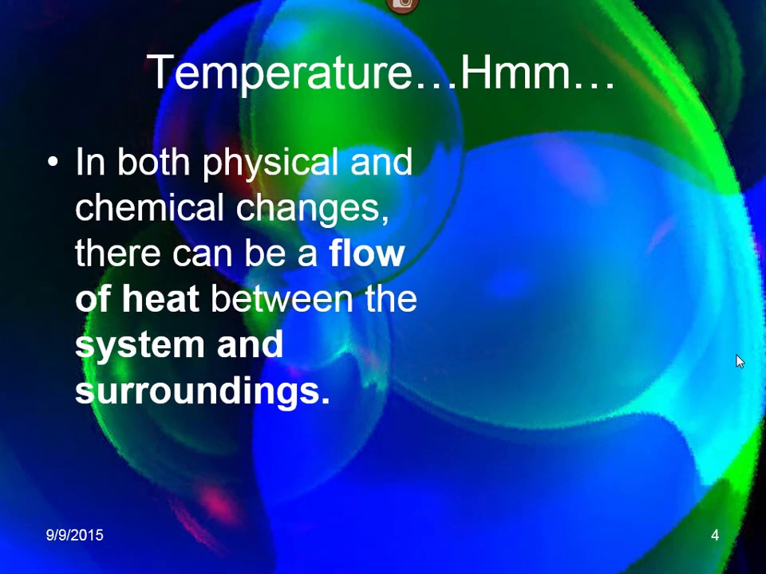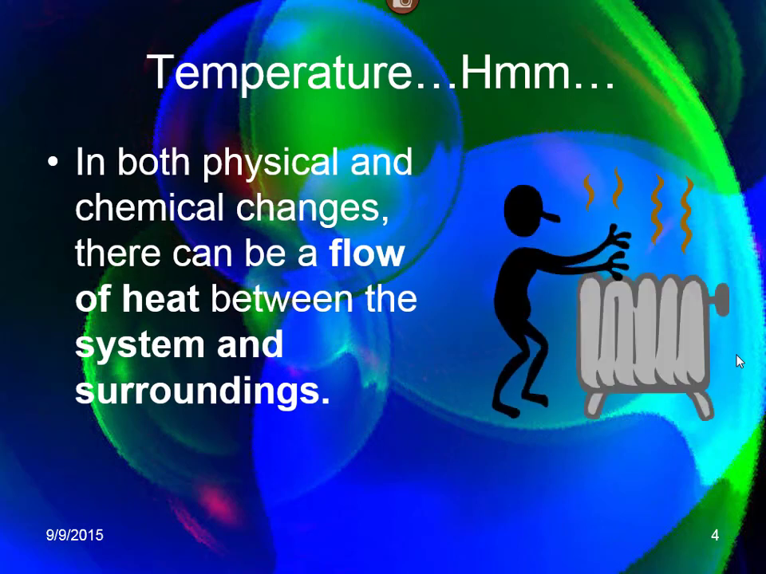In both physical and chemical changes, there can be a flow of heat between what we call the system and the surroundings. In other words, there's a temperature change. There's some heat moving from one substance to another. There can be a flow of heat between the system and the surroundings.